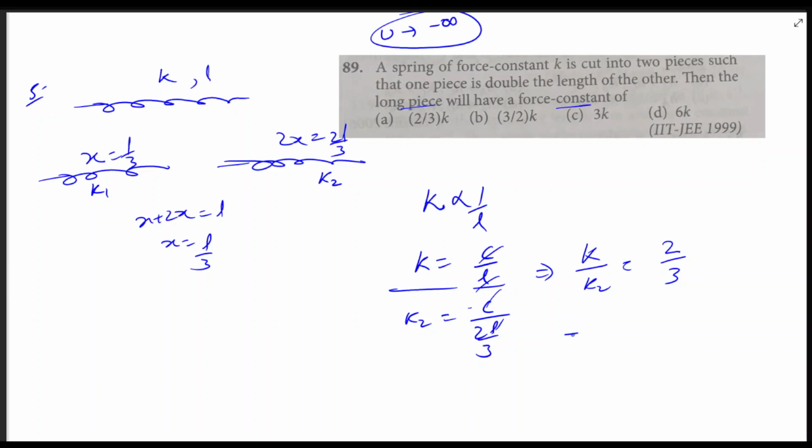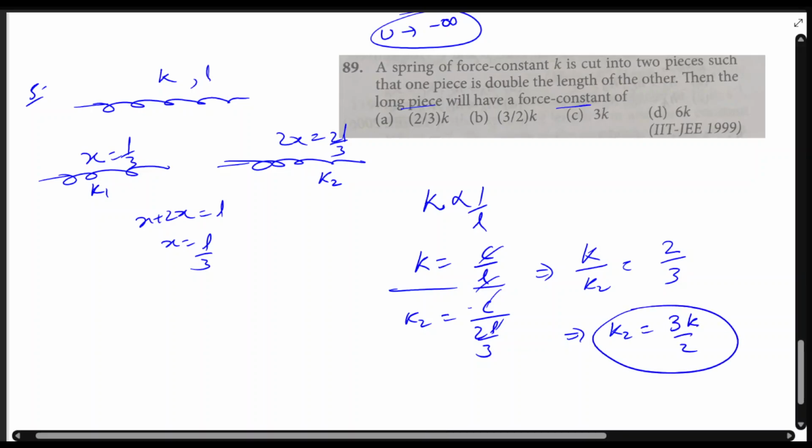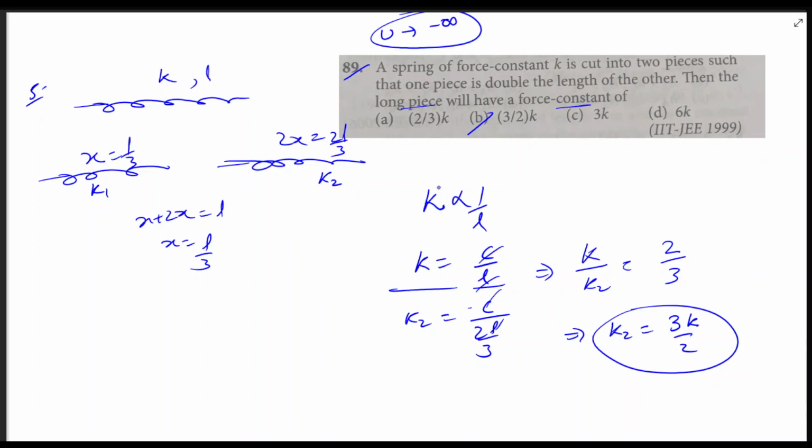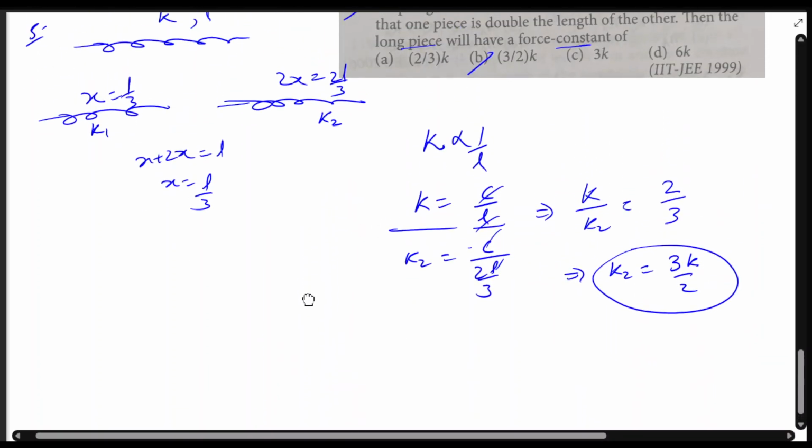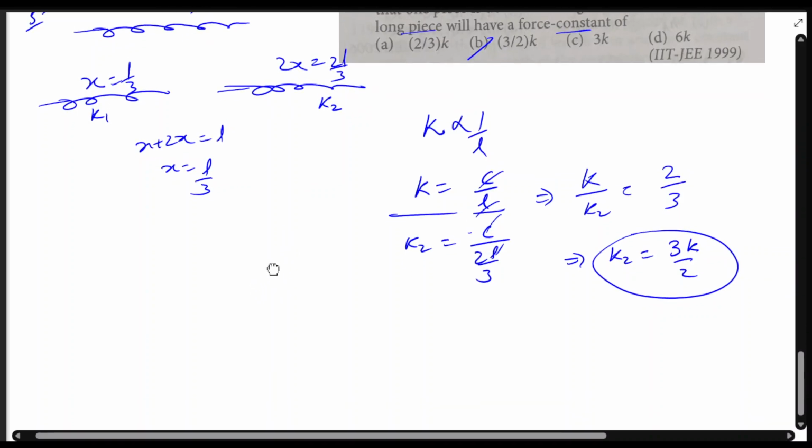So simple, we'll get K2 as 3K by 2. Okay, cross multiply, just what to do. So K2 will be 3 by 2K, right? And we know the spring constant will increase if the length is decreased, right? So it will get more stiff, right?